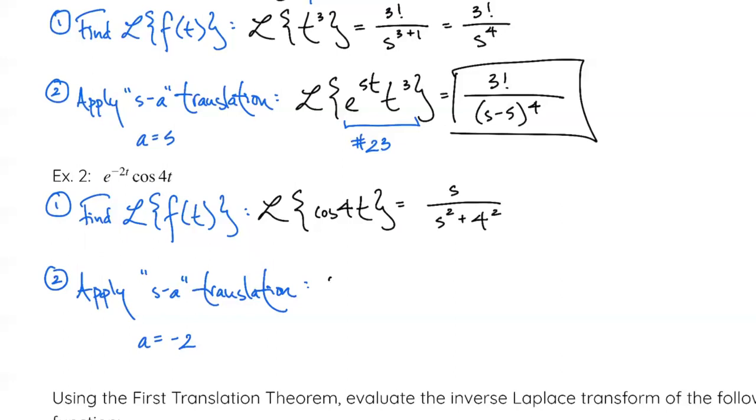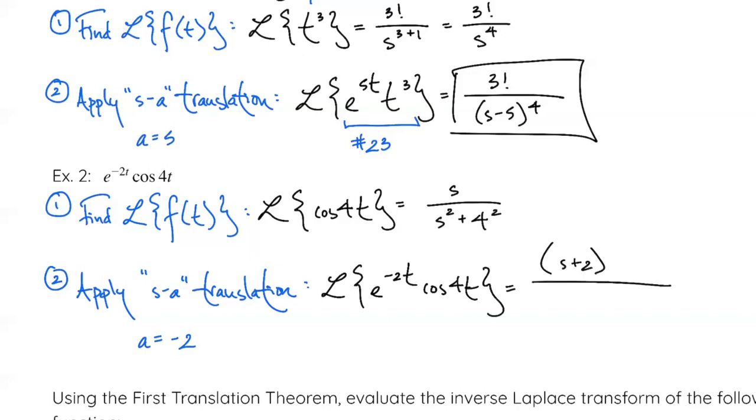So that means that our Laplace transform of e to the negative 2t cosine of 4t is going to equal S plus 2, right? Because that is our S minus negative 2. And then S plus 2 squared plus, and you could write 4 squared or you could write 16.